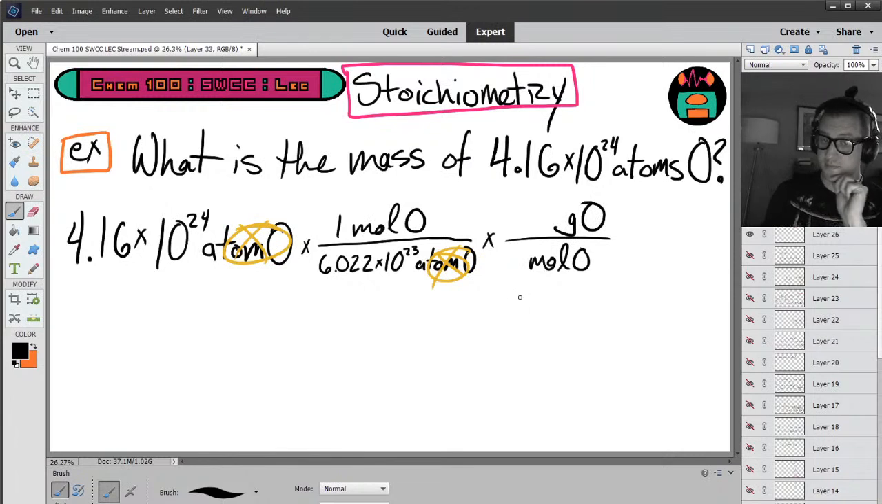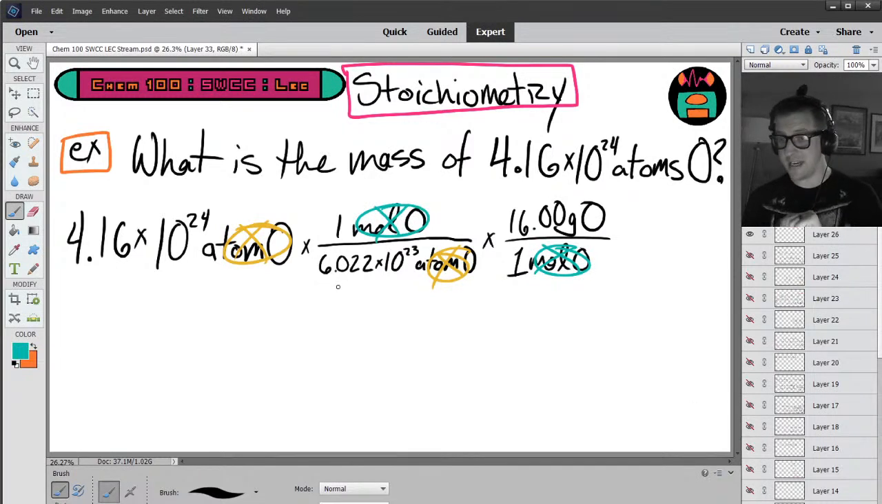Next unit conversion, we need to convert from moles of oxygen to grams of oxygen. And this you look up on the periodic table. The periodic table tells you that oxygen has an atomic mass of 16.00, and we know that that means that there are 16.00 grams in 1 mole. Moles of oxygen cancel. Grams is the only unit left standing. We're ready to crunch our numbers. So let's see, 4.16 times 10 to the 24 divided by 6.022 times 10 to the 23rd times 16.00.